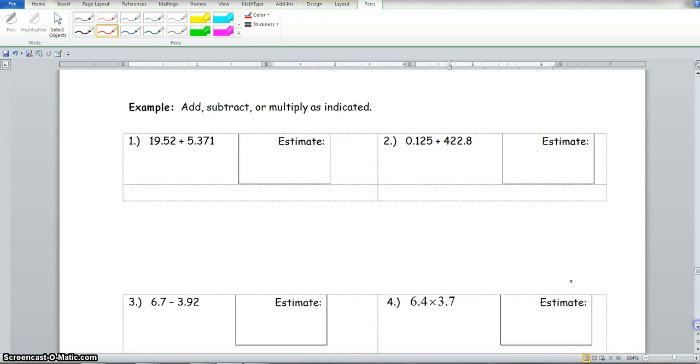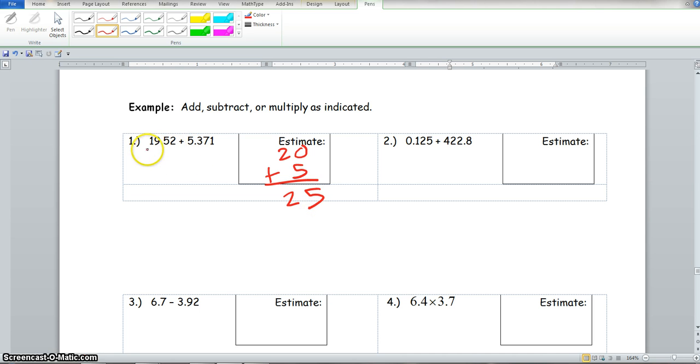Okay, now we come here to our example. It said add, subtract, or multiply as indicated. Now, if you notice, we have these estimate boxes. A lot of times, if you estimate your answer before you do any of the operations, you will get a close enough feel of what your answer should be. So here we have 19.52 plus 5.371. What I typically would do is I will round to the ones place. So 19.52 would become 20, and 5.371 would be 5. So 20 plus 5 is 25.